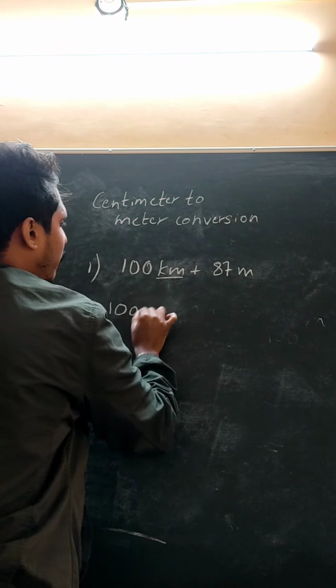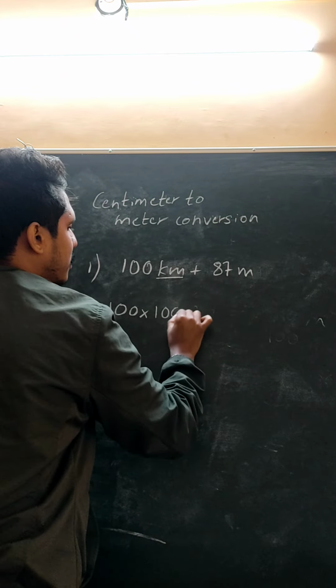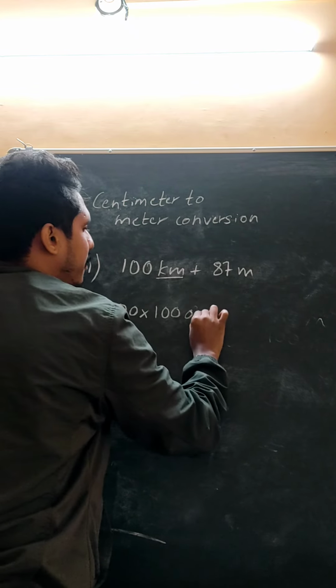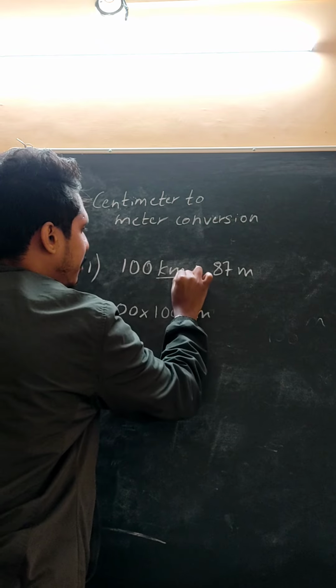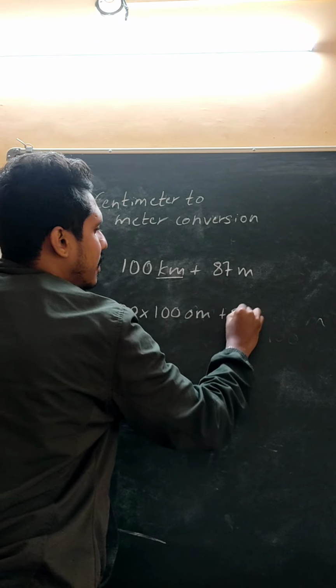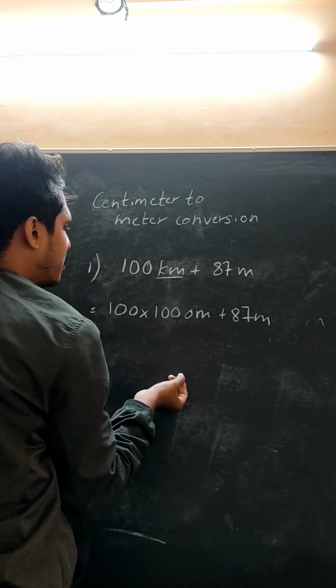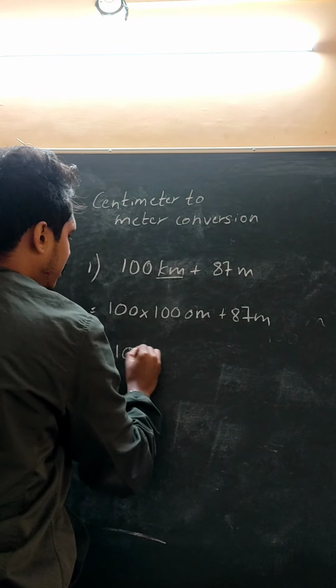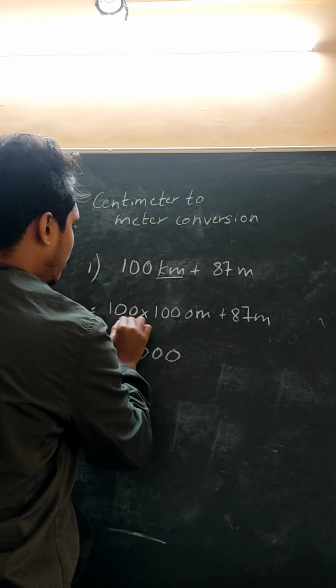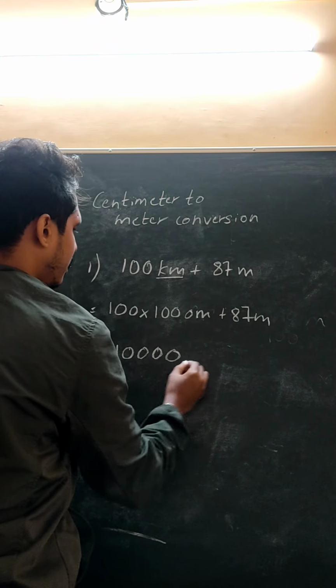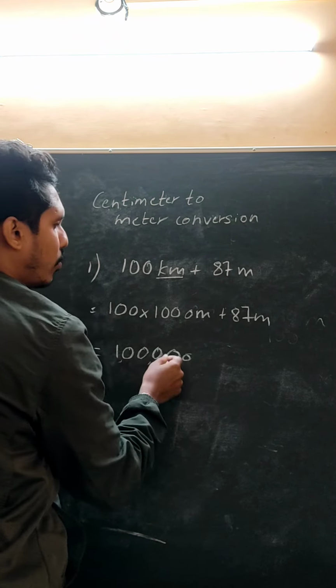100 kilo. What do you mean? What is the value of kilo? 1000. The value of kilo is 1000 meter. Kilo means 1000. Meter I write as it is. Plus 87 meter. What is 100 into 1000? 100 into 1000 is nothing but 2 zeros, 3 zeros. Yes. 100 into 1000 is nothing but 1 lakh.